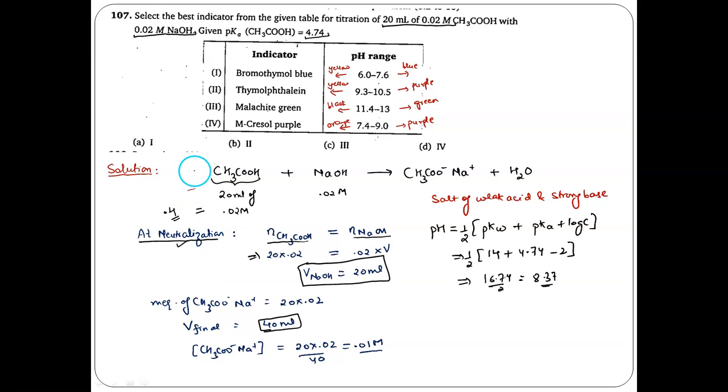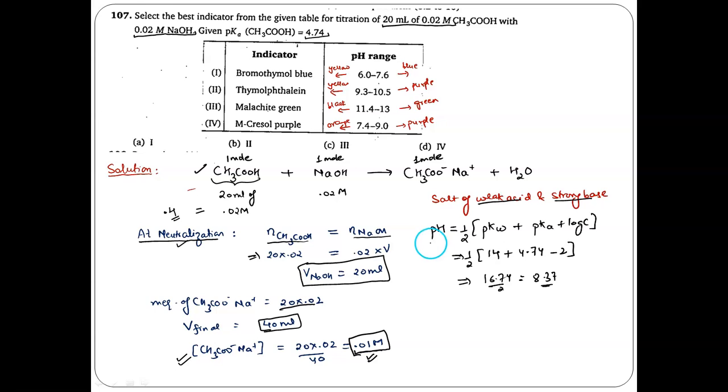This is a balanced reaction, and we can see that 1 mole of acetic acid will combine with 1 mole of NaOH to give 1 mole of sodium acetate as per the stoichiometry of the reaction. Therefore, moles of sodium acetate is equal to moles of acetic acid added, which comes out to be 20 into 0.02. So the concentration comes out to be 0.01. We can do it in a shortcut way also, because if volume is doubled, concentration is halved. Therefore 0.02 becomes 0.01.